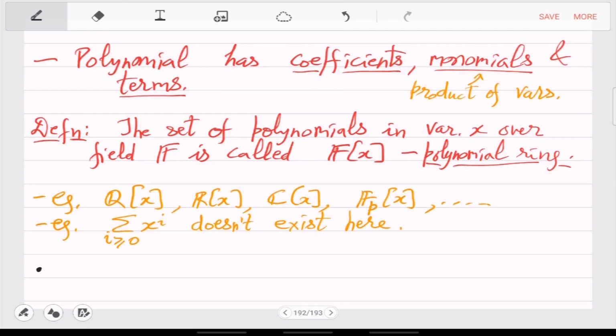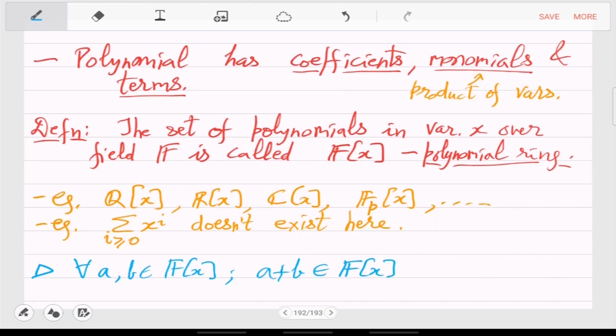So what you can do is you can add two polynomials and you can multiply them. That is given in the axioms. So for all A and B in the polynomial ring, A plus B is also in the polynomial ring. Right, that is the same as you were taught in school.